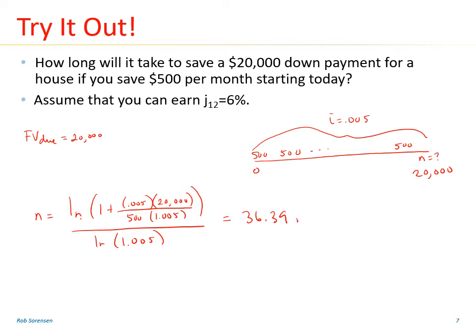And again, what kind of periods are we talking about here? Well, we were working in months, weren't we? So the answer is going to be in months as well. That might be good enough. Or you could again divide by 12 and get 3 years. Just over 3 years actually, 3.03.